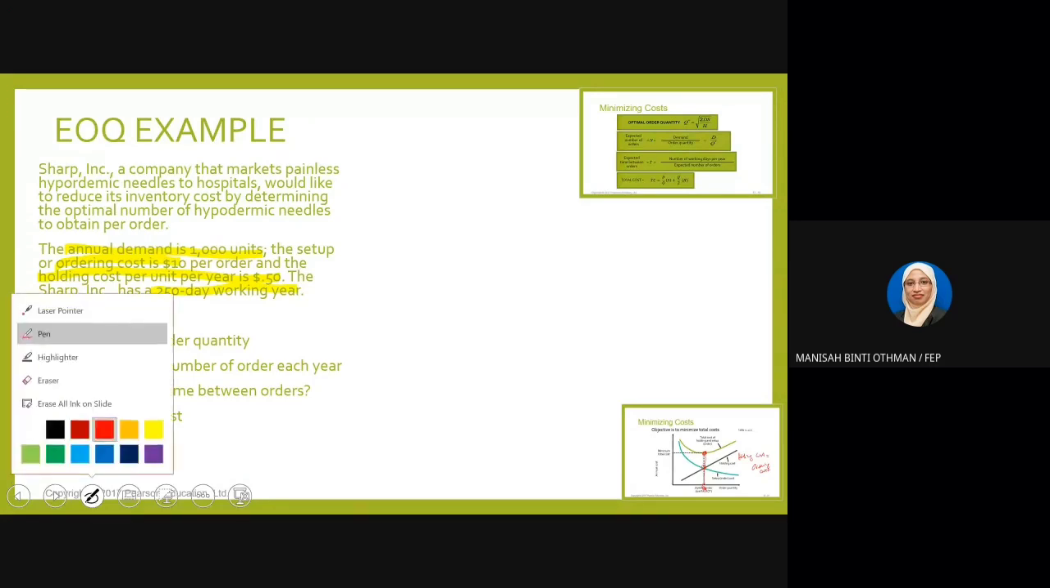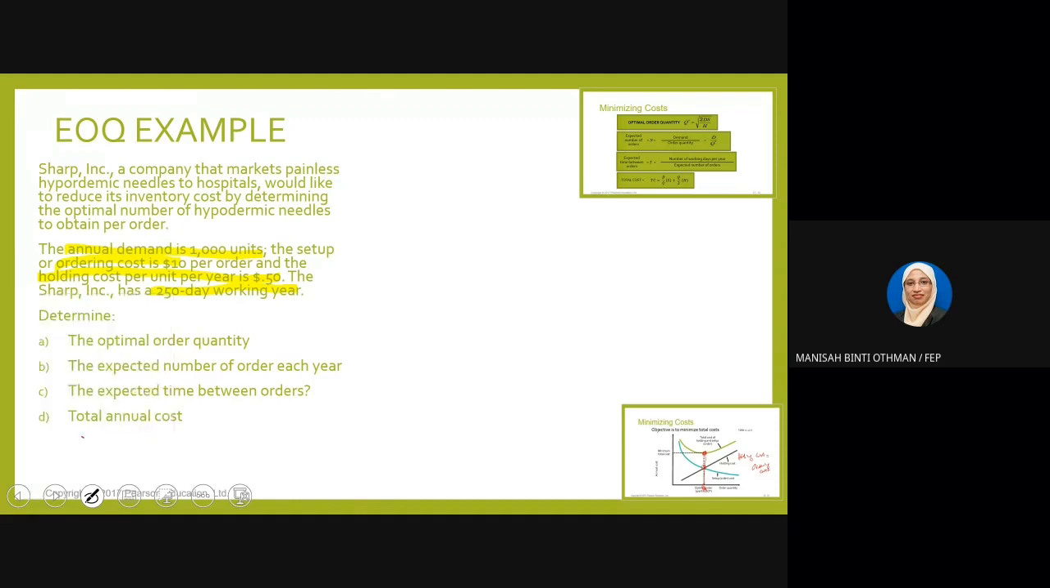So take out the relevant information. Annual demand is 1,000. What is it? It's D. D is 1,000. Ordering cost is $10. Ordering cost is S. S is $10. And then holding cost is 50 cents. Sharp Incorporation has a 250 day working year.